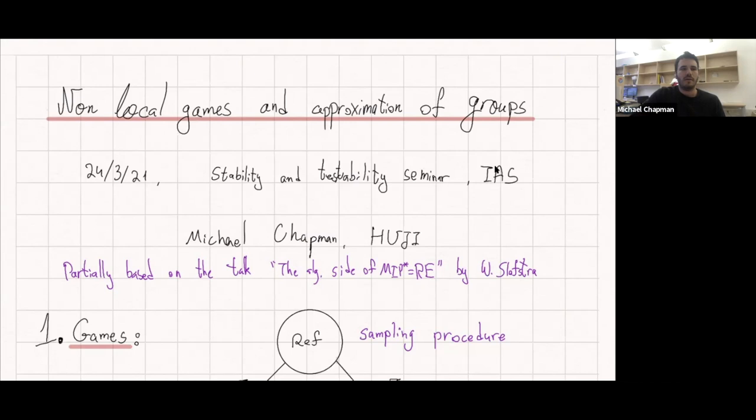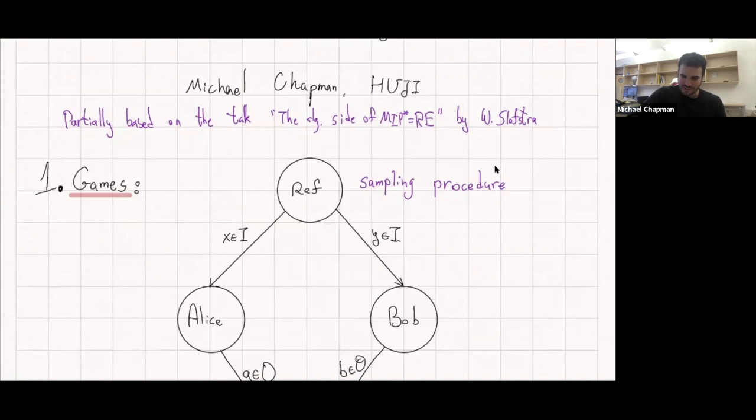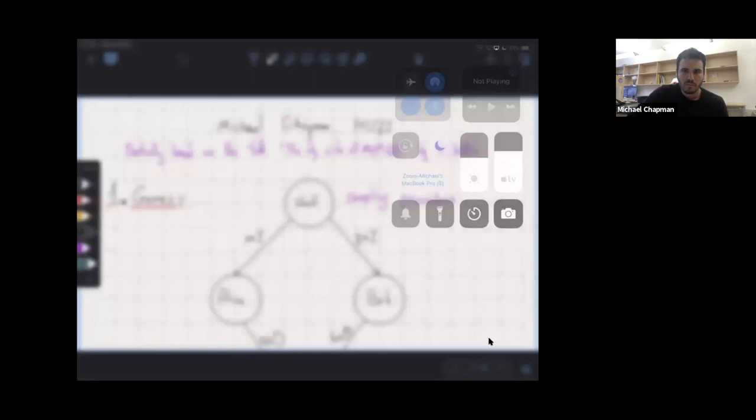The talk is separated into four parts. I think the most interesting part is the last, so I'll try to not take too much time for the first parts. Okay, maybe I'll stop my share and reshare because it's a bit lagging. And hopefully this will be better.